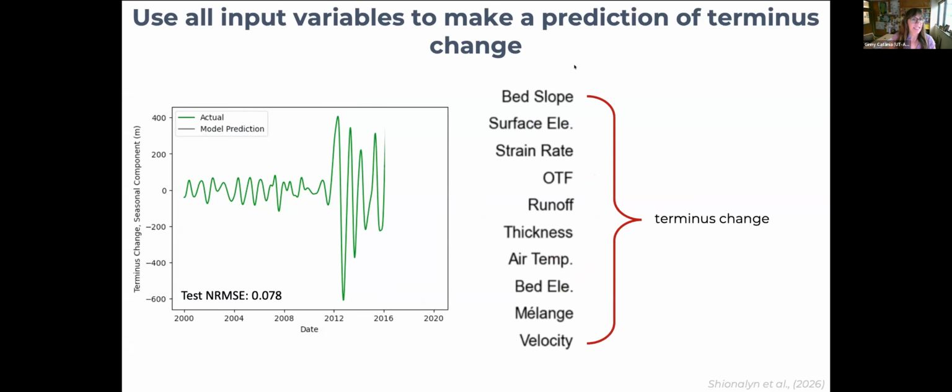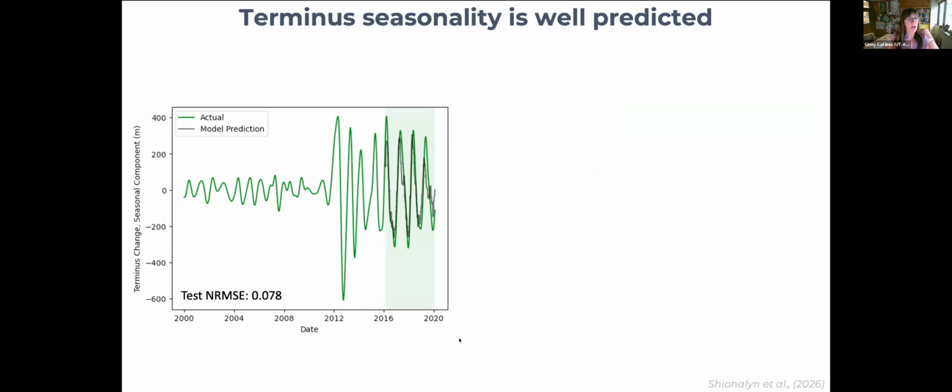And so the goal then is to take all of these different data products as time series and predict terminus change. And so what we did, this is just one example, where we allowed the model to see the data and train on the data up until 2016. And then we asked it to do a prediction from that period onwards. And so our prediction is shown in black and the actual data are in green. And so we can see for this glacier, we get a really nice match to both the seasonal amplitude of change and the timing of seasonal change as well.